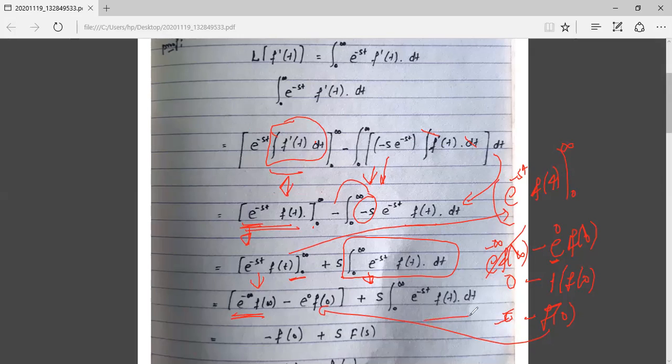Your next expression becomes 0 minus e to the power 0, which is 1, and the remaining function as it is: minus f of 0, plus s as it is times this integral, and this is our definition of the Laplace transformation. It is F of s.